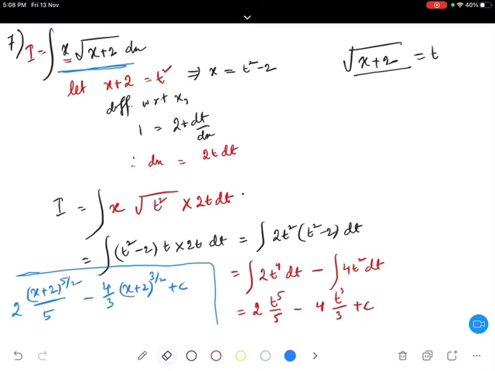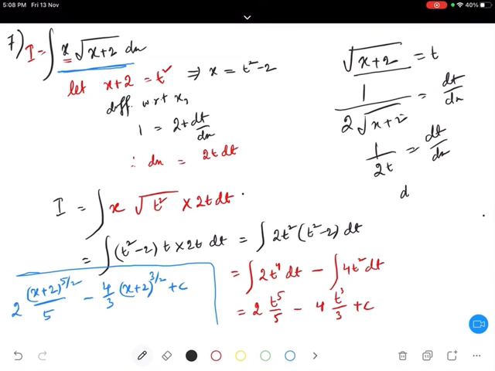That's also okay. Differentiation of root over of x plus 2 is what? It is 1 by 2 root over of x plus 2. Then differentiation of x plus 2 is the same, and this one is dt dx. Okay? Clear? Now this root over x plus 2 is t, right? So it becomes 1 by 2t dt is equal to dx. So my dx will become 2t dt. It's the same thing. There is no difference.